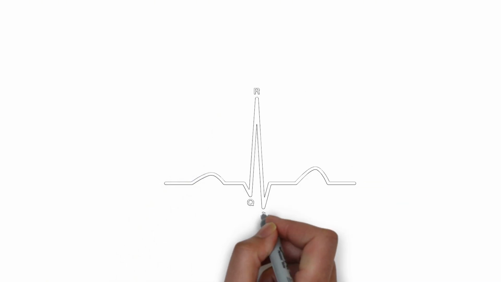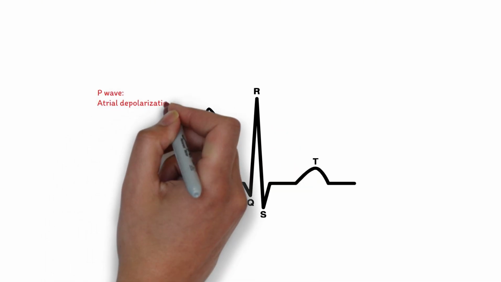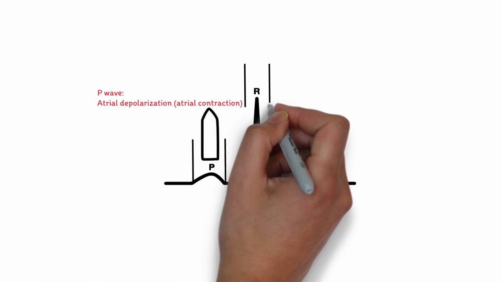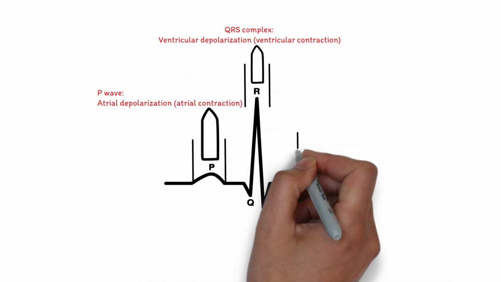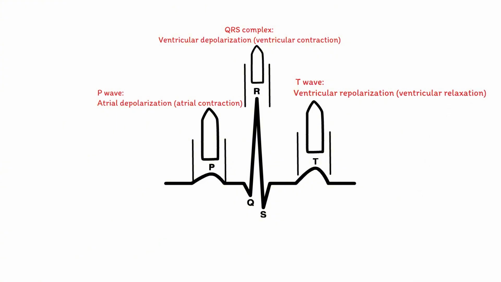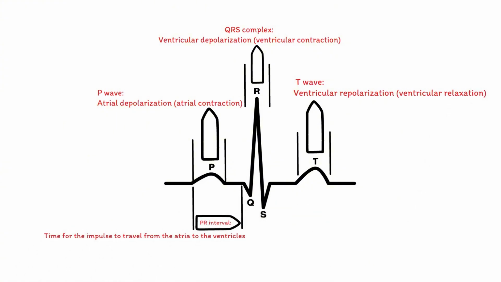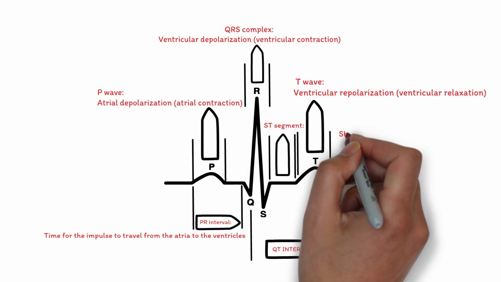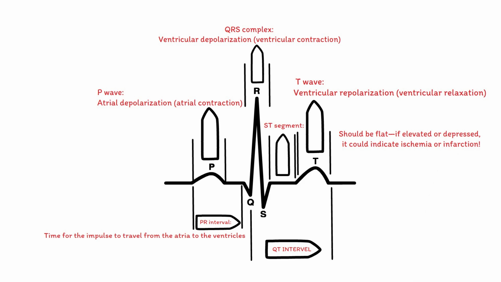Before we jump into rhythms, let's break down the basics of an EKG strip. P wave: atrial depolarization, atrial contraction. QRS complex: ventricular depolarization, ventricular contraction. T wave: ventricular repolarization, ventricular relaxation. PR interval: time for the impulse to travel from the atria to the ventricles. ST segment: should be flat. If elevated or depressed, it could indicate ischemia or infarction.